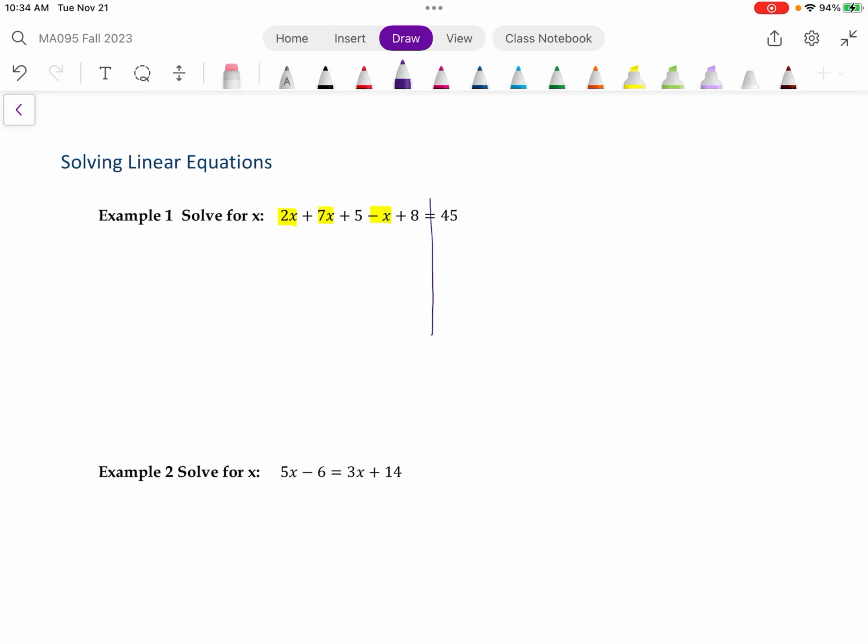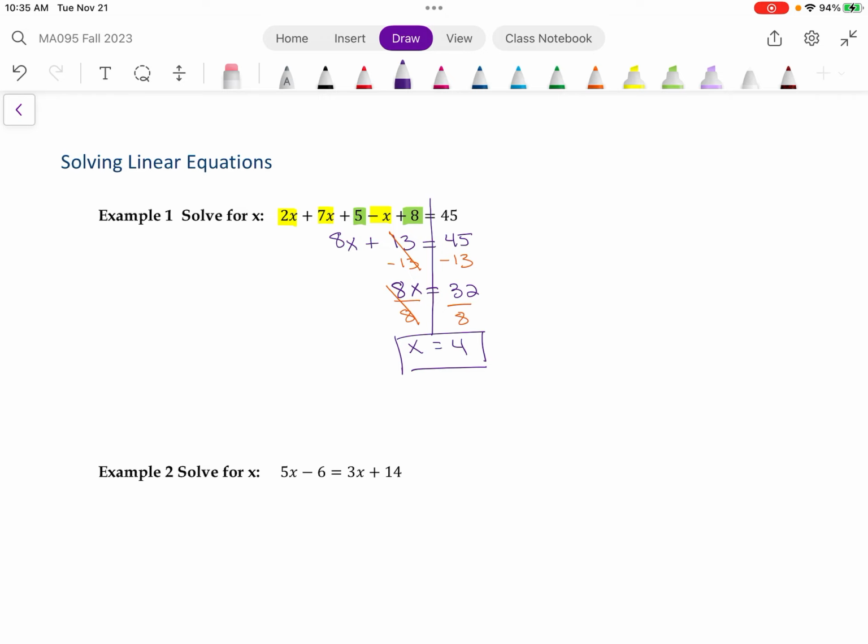2 plus 7 minus 1x is going to be 8x, and then we've got 5 plus 8, and that is going to be plus 13. All right, so then we've got an equals 45. Now keeping things on both sides of the equal sign, that's all that line is for, and if you don't need it, don't use it. Now I'm going to subtract the 13 from both sides of the equal sign, and the 13 is going to cancel out, and I'm going to get 8x equals 32. And now we want to divide both sides by 8, and we get x equals 4.